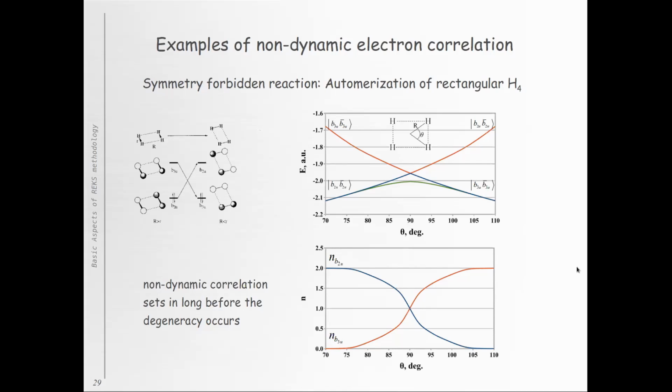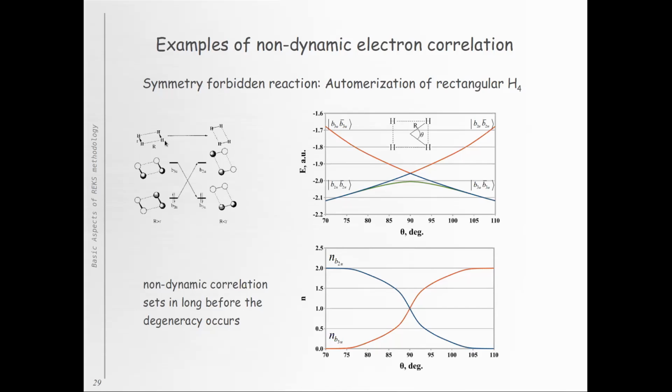All right. So one of the illustrating examples is the so-called automerization of the rectangular H4 molecule. We have H4, with a short side of the rectangle and a long side, and we simply go through the square conformation and end up with another geometry, rotated by 90 degrees, where the short side of the rectangle becomes longer and the long side becomes shorter.